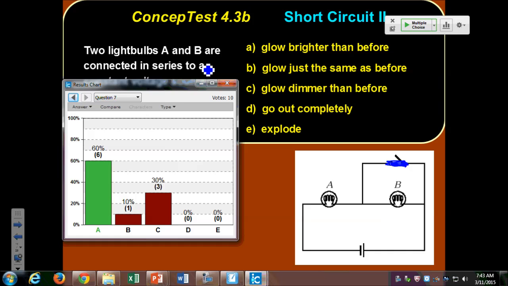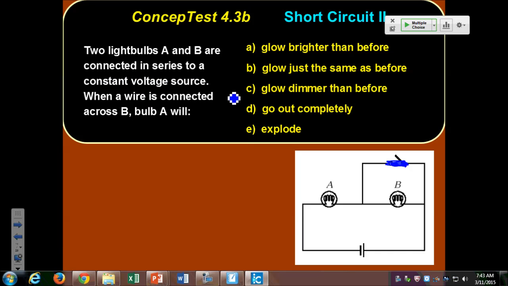Okay, good. It's going to glow brighter than before. By how much will it glow brighter? Let's say that these have the same resistance. Not a factor of 2. What do y'all think? That's good thinking. It's going to glow brighter.